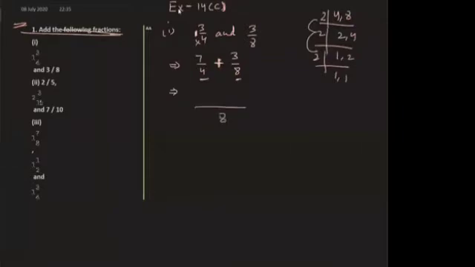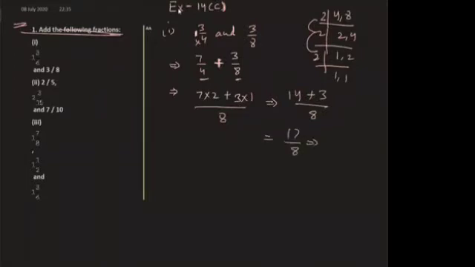So write 8 here. Now divide 8 by 4, you will get 2. So 7 into 2 plus divide 8 by 8, you will get 1. So 3 into 1. Okay. So 7 into 2 is what? 14, and 3 into 1 is 3 upon 8. Okay. Now 14 plus 3 is 17, 17 upon 8.